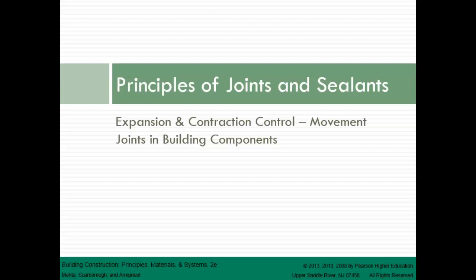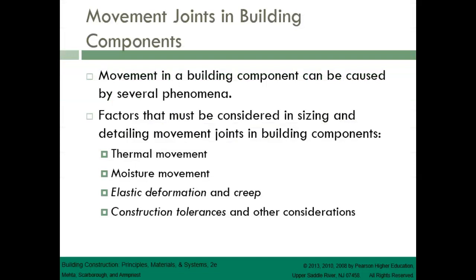Let's take a look at movement joints in building components. Movement in a building component can be caused by several phenomena. Factors that must be considered in sizing and detailing movement joints in building components include thermal movement, moisture movement, elastic deformation and creep, construction tolerances, and other considerations.